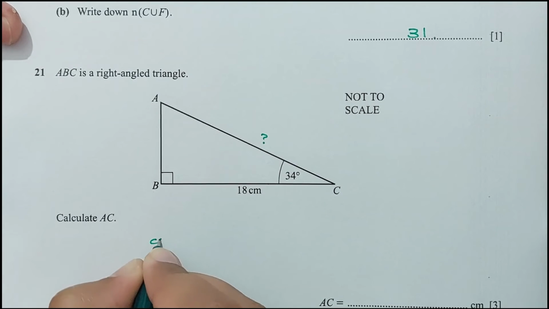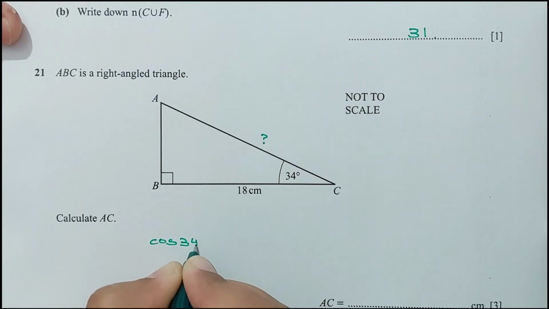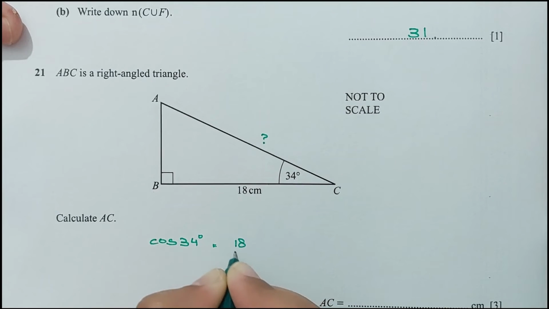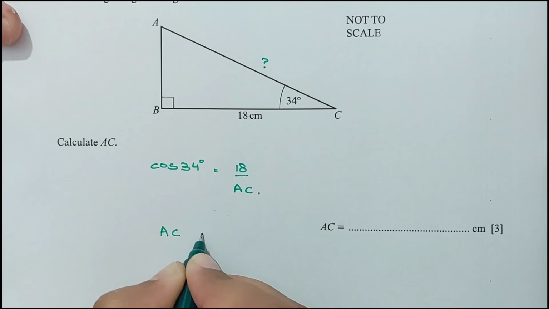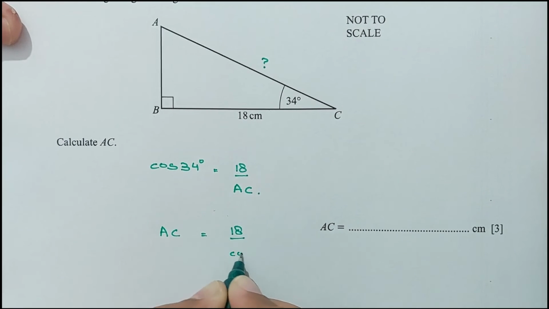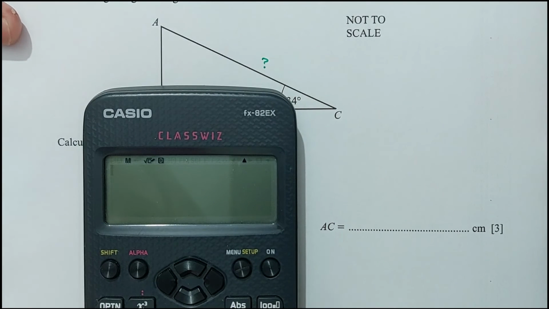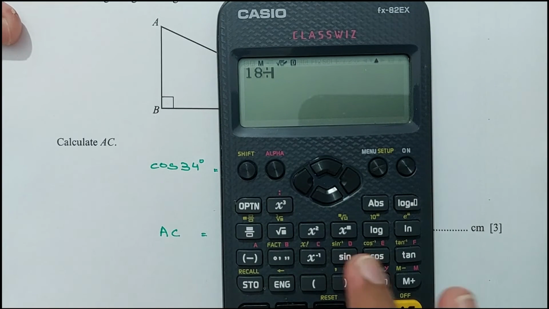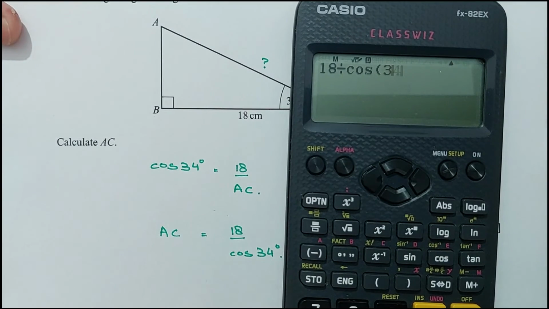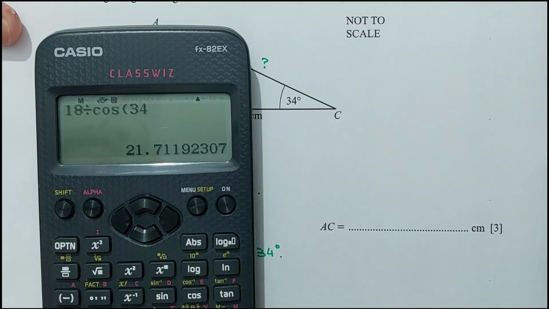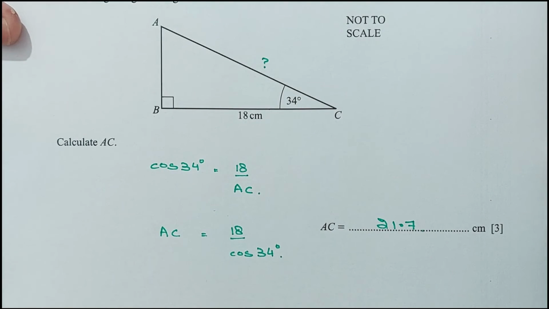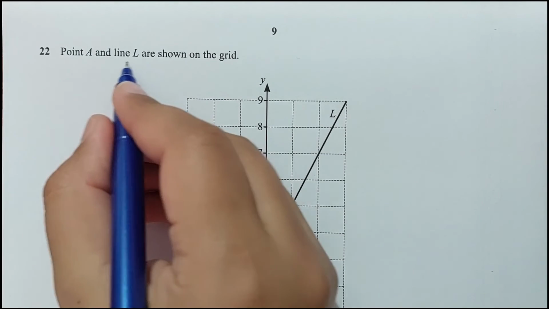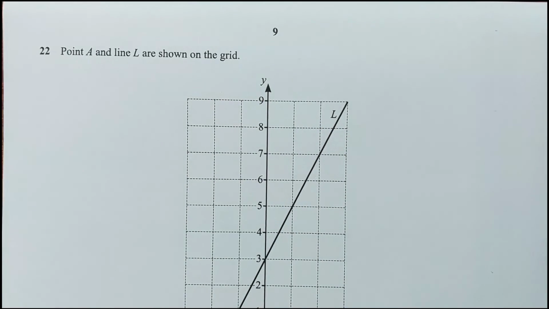So we can say cos of 34 degrees is adjacent, which is 18, and the hypotenuse is AC. Right, to get the value of AC, we can do 18 over cos of 34 degrees. Okay, my calculator is in degrees, right? Perfect. 18 divided by cos of 34. That is 21.7. 21.7 centimeter is AC.